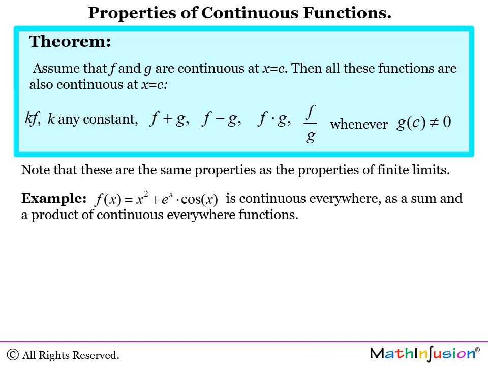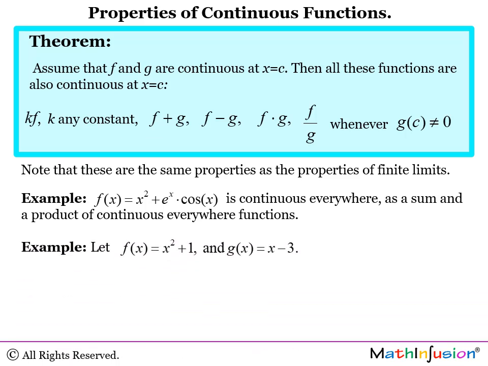For example, if you look at this function f(x), it is continuous everywhere, because it's made of a sum and a product of functions which are continuous everywhere. So as long as there is no quotient, you don't have to worry. If you have a combination of addition, difference, or product, or multiplying by a constant of functions which are continuous everywhere, the new function is going also to be continuous everywhere.